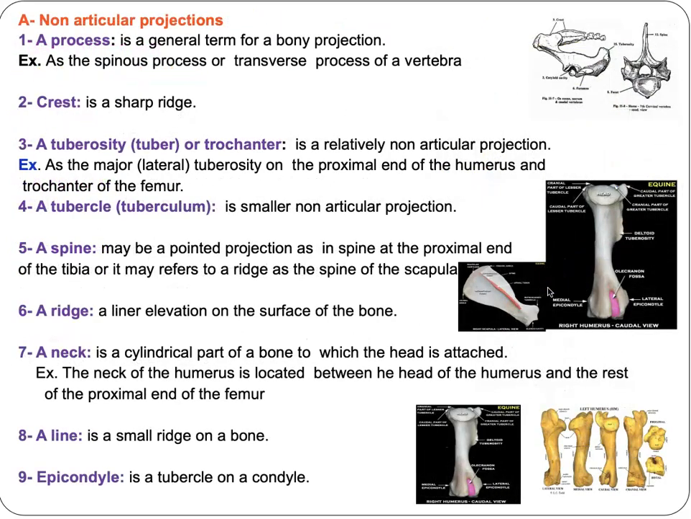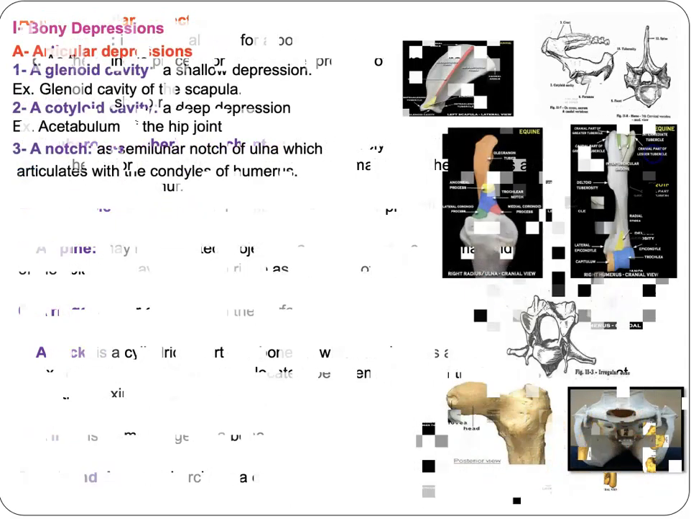The second type of projection is non-articular projection. For example, the spinous process of the vertebrae is not for articulation, only for muscular attachment. You also have the crest, and the trochanter, like the trochanter of the femur, also for muscular attachment, as well as the tuberculum, the spine of the scapula, the ridge, the neck of the scapula or neck of the humerus, the line, and the epicondyle of the femur. All these are examples of non-articular projection.